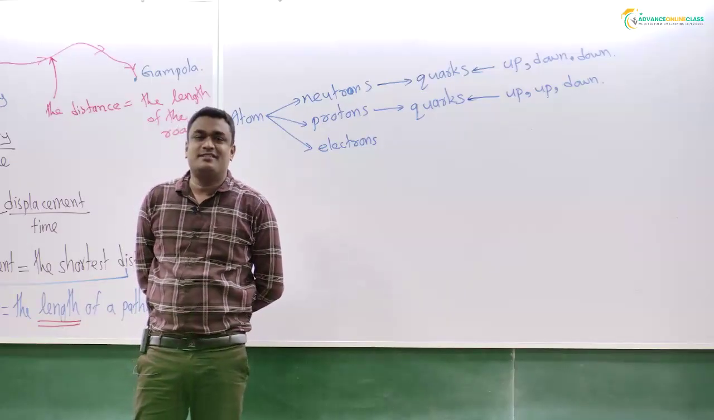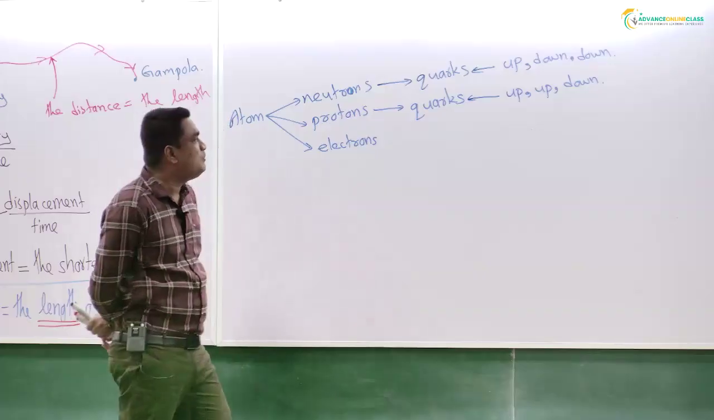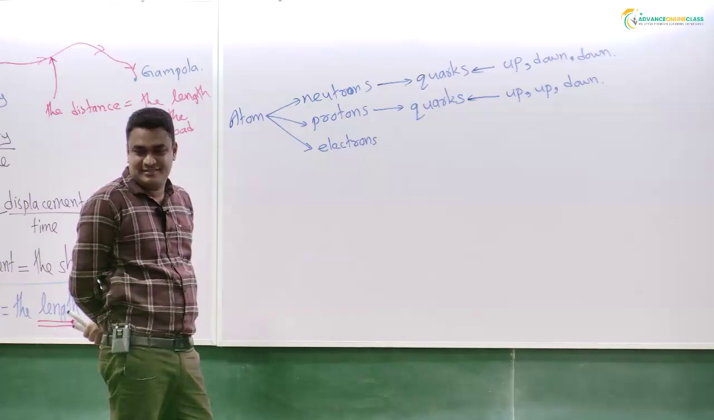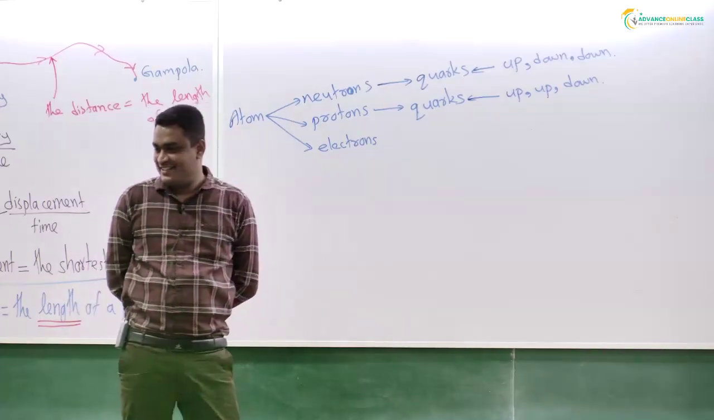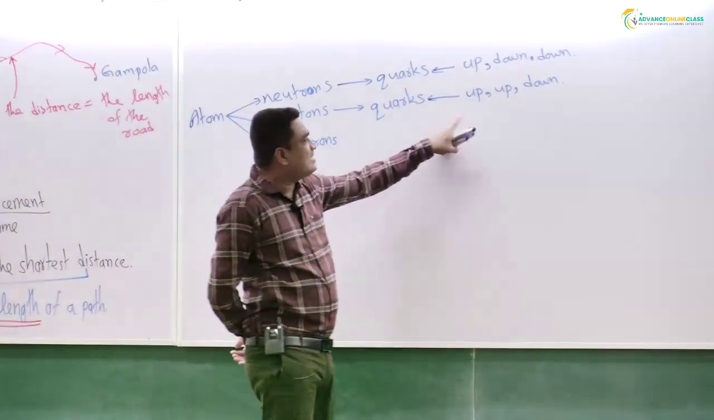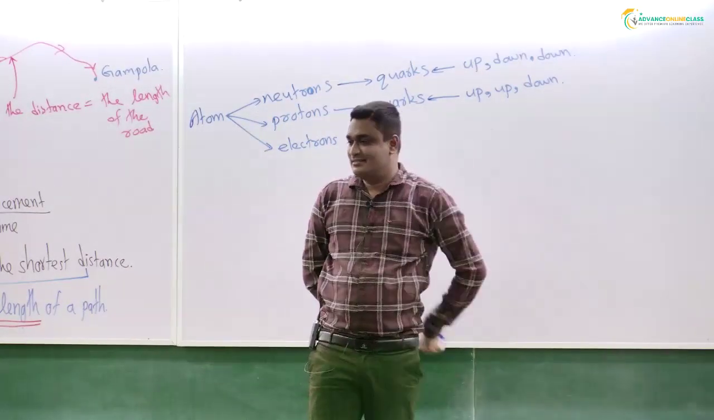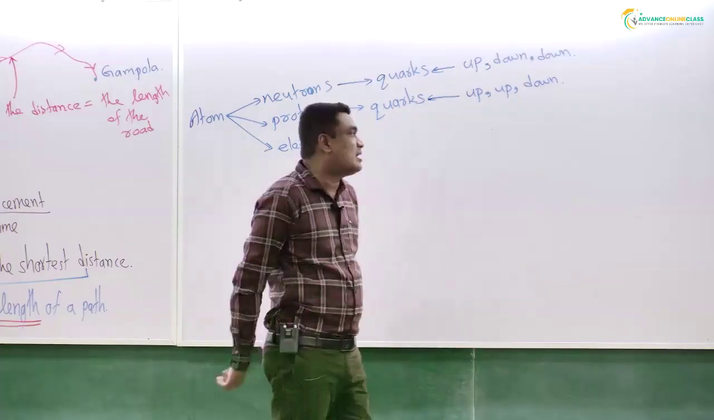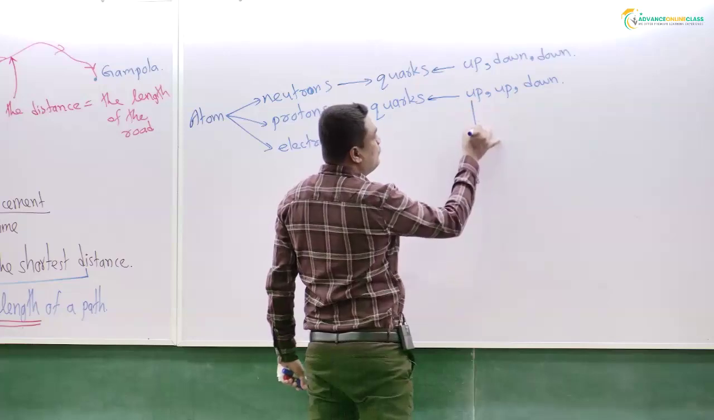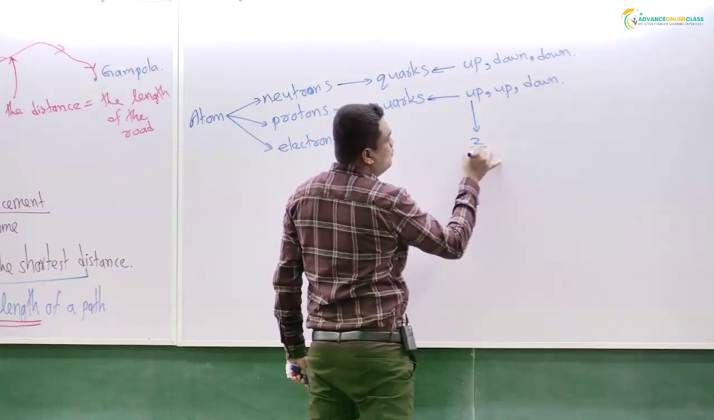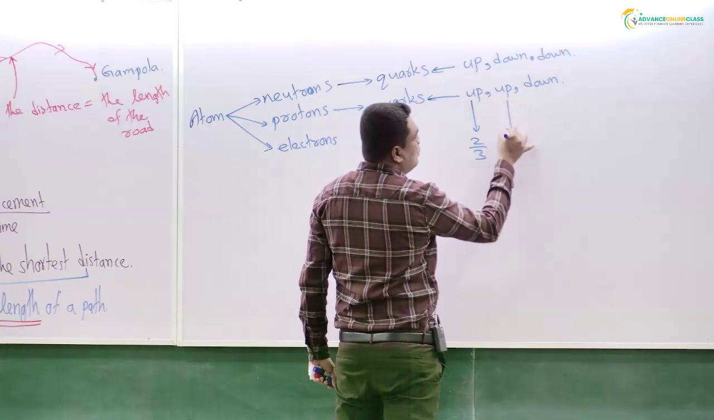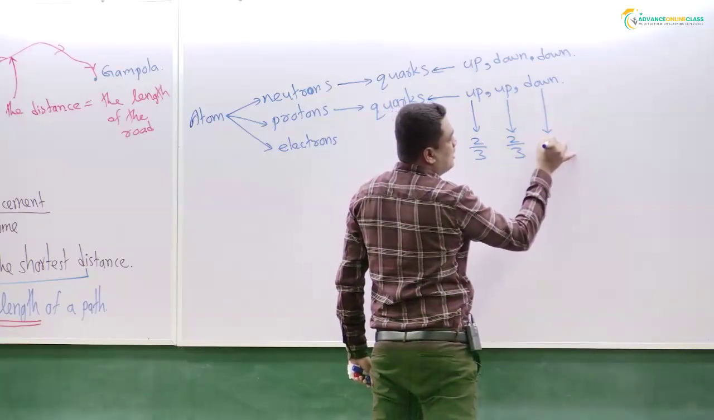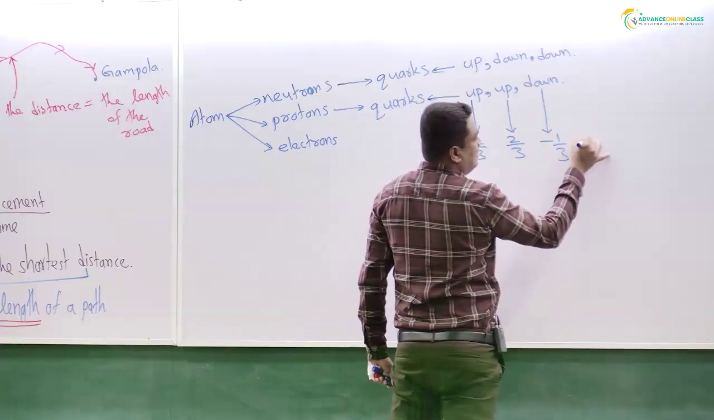Then, have you heard that the charge of a proton is +1? How is this +1 created? Charges are in the quarks. For example, let's say the charge of an up quark is 2/3. The charge of a down quark is -1/3.